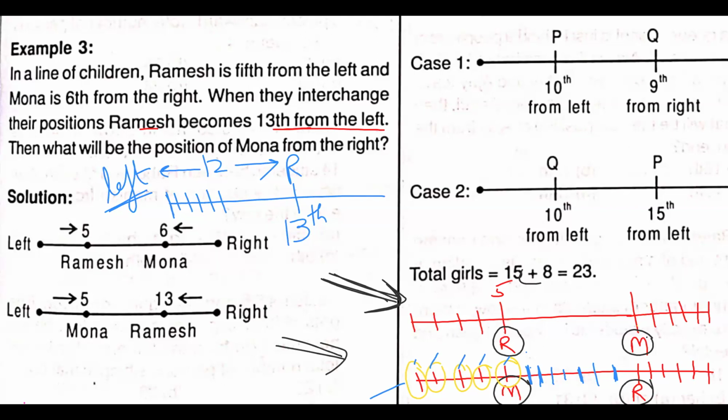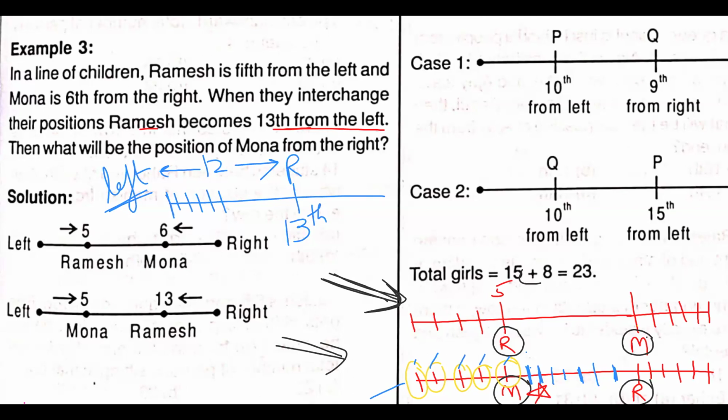Now, what is the question? The question is, what will be the position of Mona from the right? Now we are asked the position of Mona. Where is Mona? Mona is over here. From the right, we have to tell what is the position of Mona.